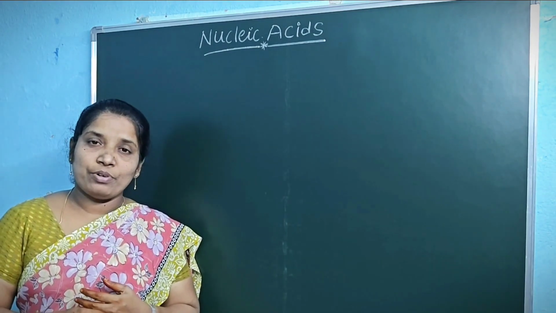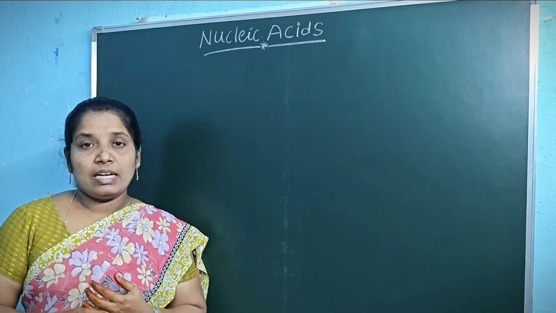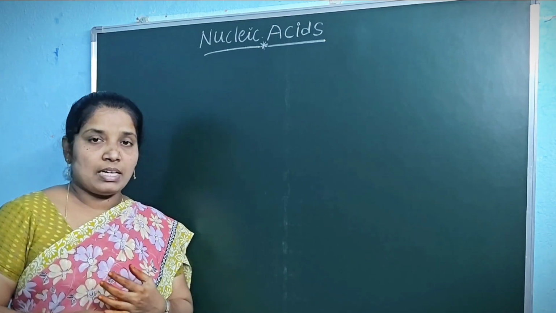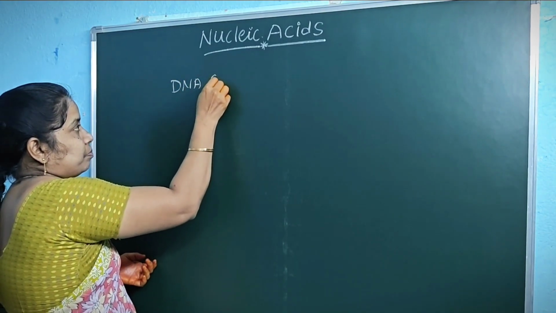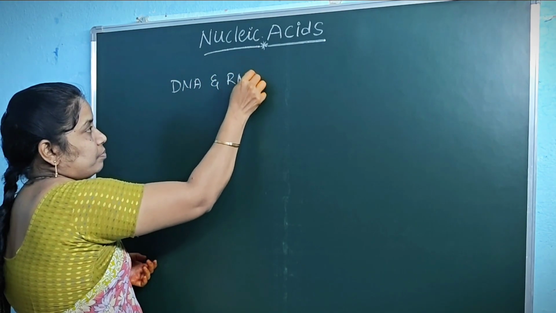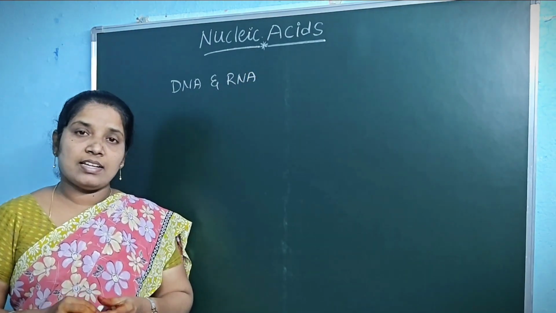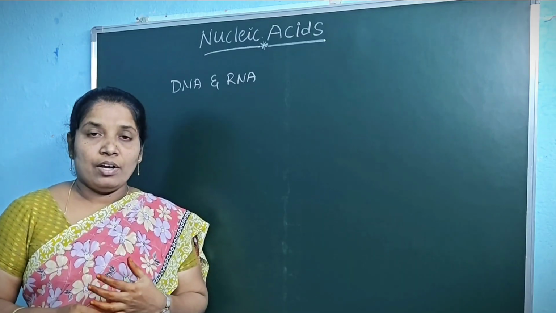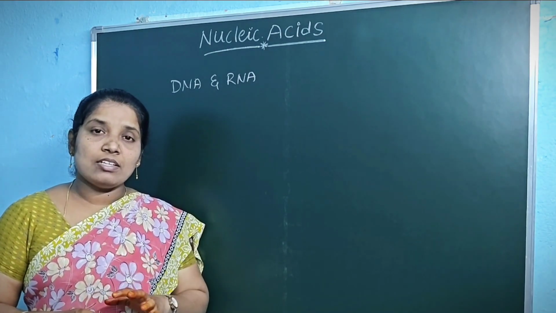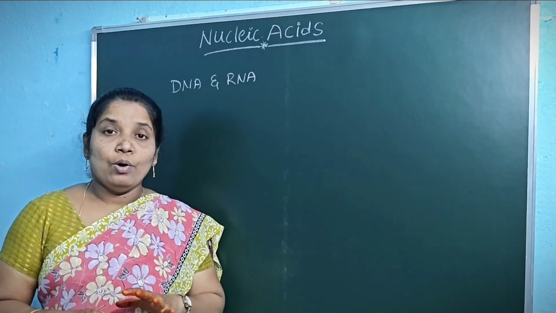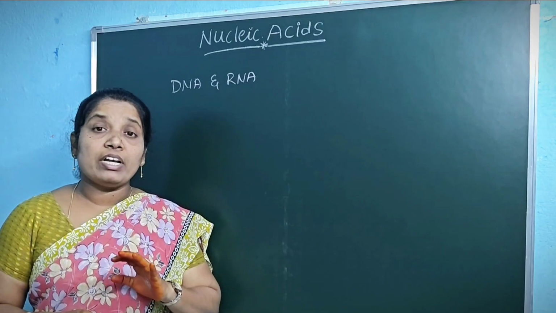In this video, I am going to give you a brief lecture on nucleic acids. There are two nucleic acids, DNA and RNA. DNA is deoxyribonucleic acid, RNA is ribonucleic acid. They are the genetic materials. They consist of all the genetic information which is necessary for protein synthesis and also for heredity.